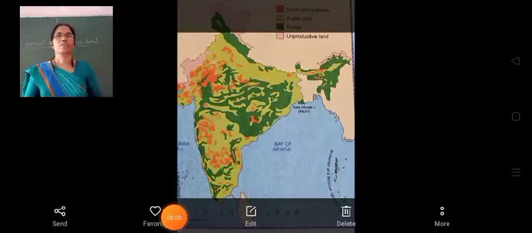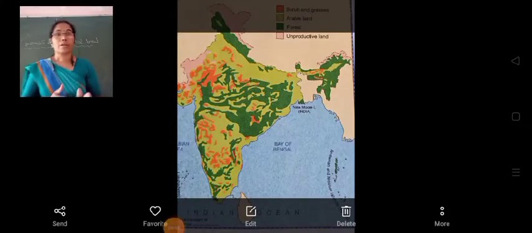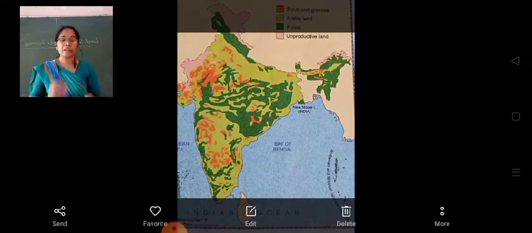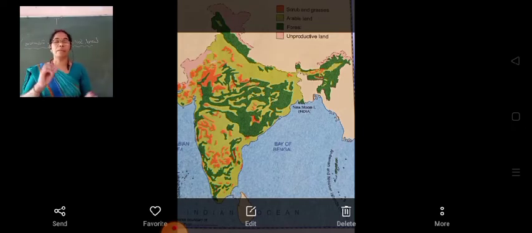Students, today we are going to learn about land use, or how the land is distributed. About 1/10 of the world's land is arable. What do I mean by arable? Arable means suitable for growing crops.